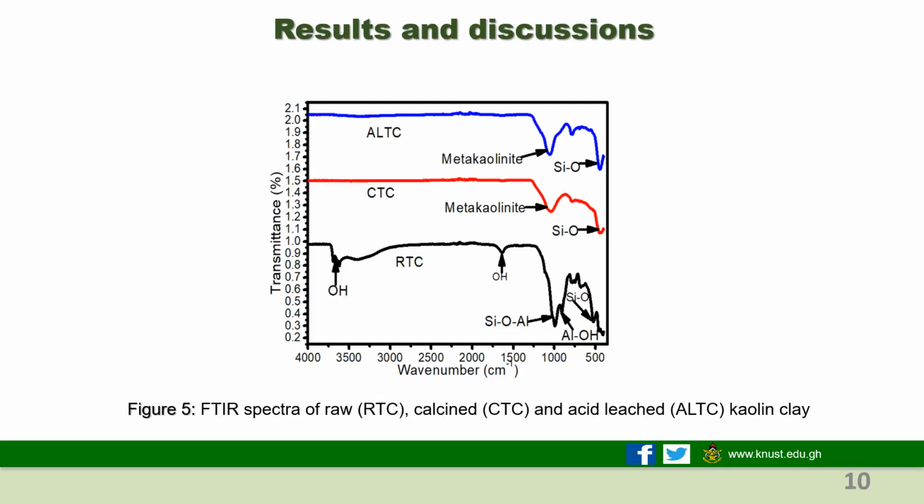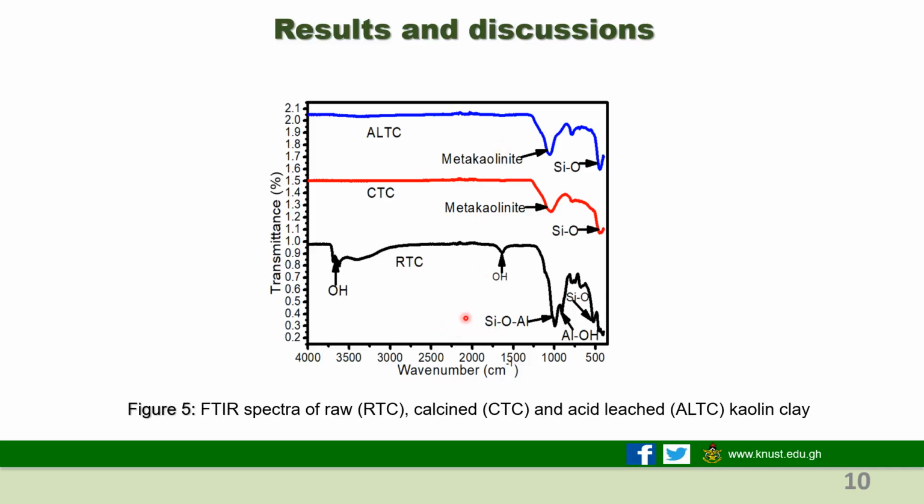FTIR spectra of raw kaolin clay, calcined, and acid-leached kaolin clay. Hydroxyl bond vibrations were observed at 3,696 per centimeters, 3,692 per centimeters, and 1,639 per centimeters in the raw kaolin clay, but these were absent in the calcined clay and the acid-leached clay, indicating that there was removal of water during calcination.